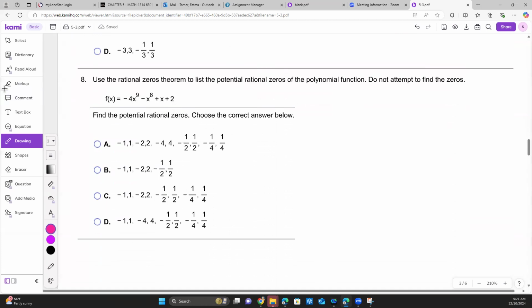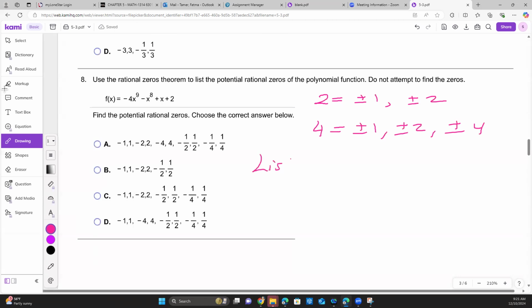Okay, number 8 is the same type, but different setup. Again, the last number is 2. I'm going to divide 2 by 1. So the factors of 2 are just 1 and 2. These are the only factors of 2. And the leading coefficient here is negative 4. I can just take it as a positive number since I'm considering the negative and positive form of this number anyway. Factors of 4 are 1, 2, and 4. These are all the factors of 4.